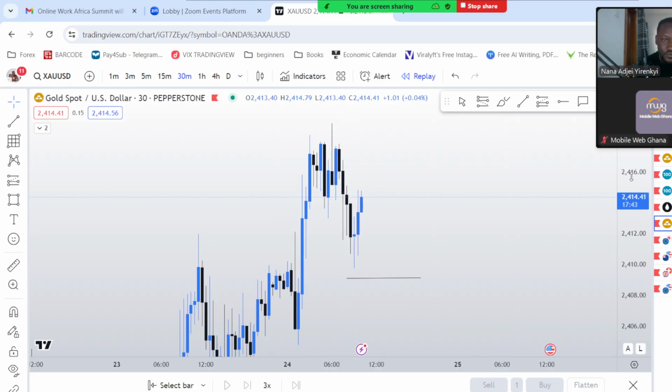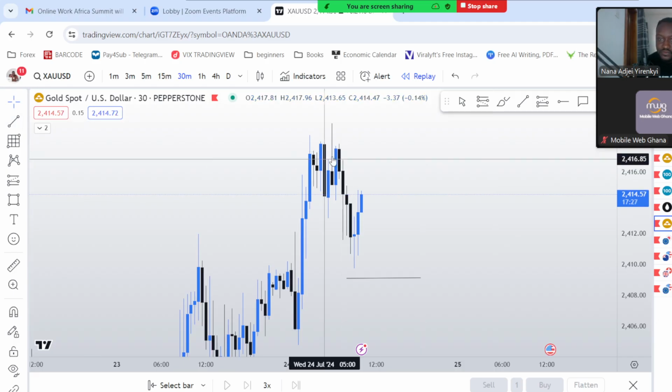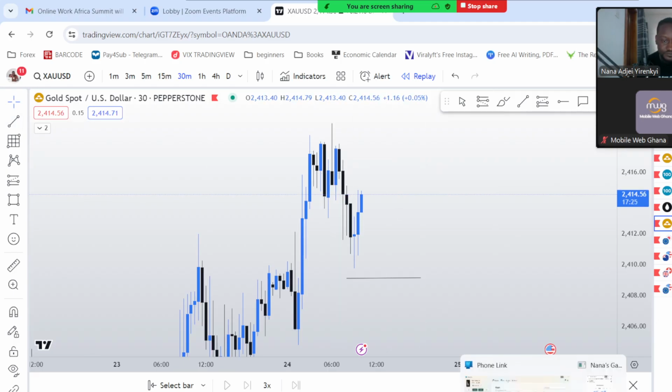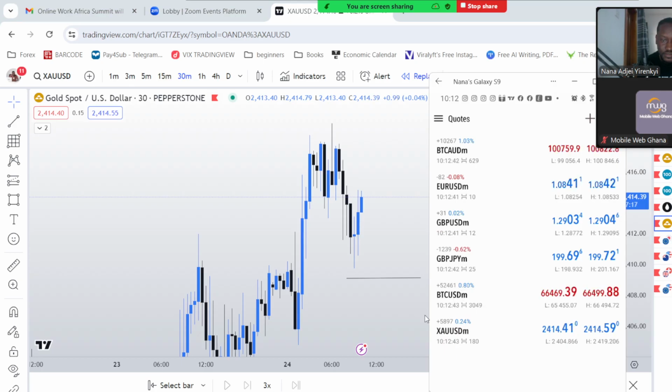So let's say we are looking to sell at a price point of maybe 2416 over here. Looking at my cursor, currently it is trading around 2414. So you can see clearly that price is trading below our intended price level where we actually want to sell. So all you need to do is go to your MT5, as you can see on my screen over here, and then you tap on new order. This is the gold chart XAU USD over here.